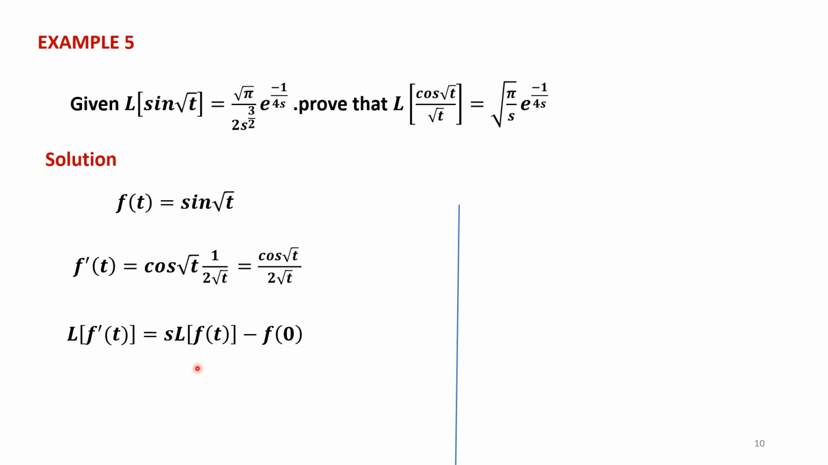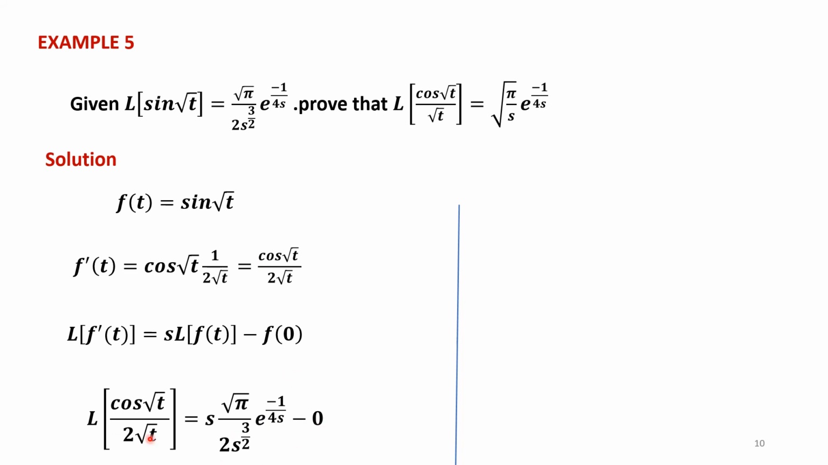So by using the formula of L of f dash of t, which is s into L of f of t minus f of 0. Already we are given what is L of f of t. We know that when t is 0, sine 0 will become 0, so f of 0 is 0. L of f dash of t is equal to s into L of f of t minus 0.